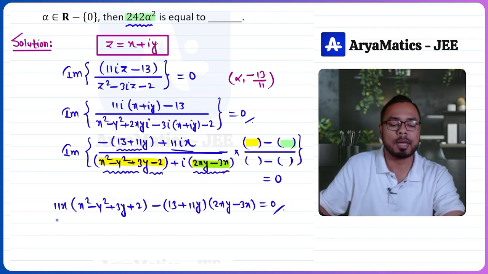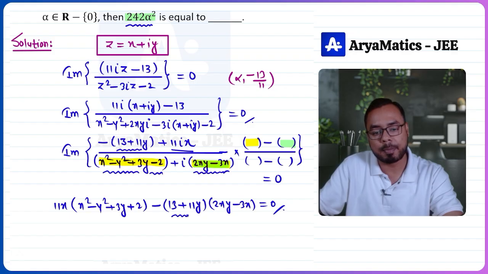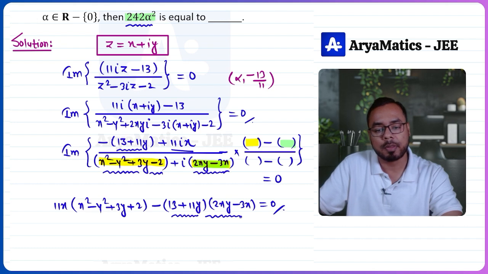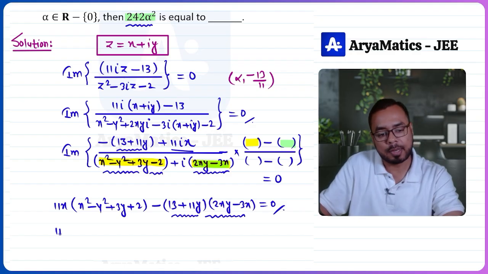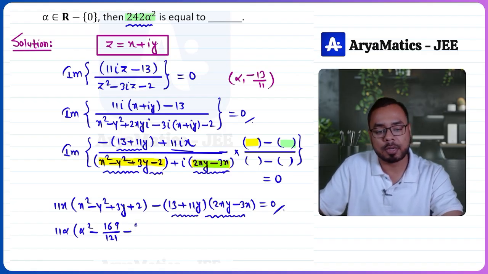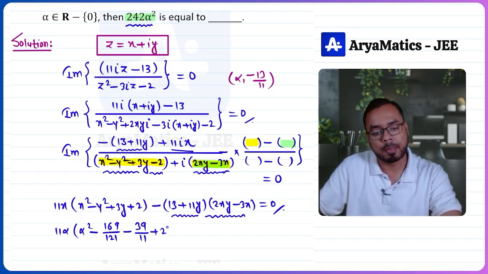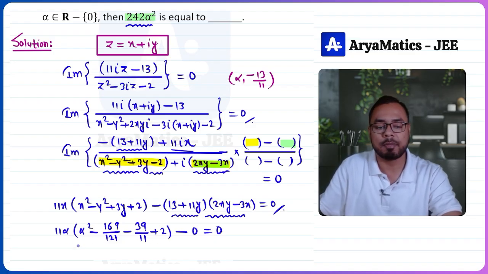Now again you can save some time if you directly substitute the value here instead of simplifying, because you can see that this term, in place of y, if you write minus 13 by 11, then the second term will become 0, right? So in place of x and y, now substitute those two numbers, you'll get 11 alpha and then we'll have alpha square, y square means 169 by 121 and then 3y, so that means 39 by 11, y is minus 13 by 11 plus 2 and this multiplied by, in place of y, if you write minus 13 by 11, the second term will be 0.